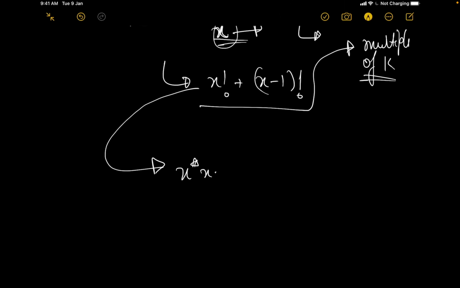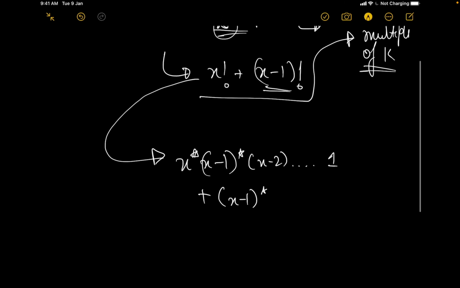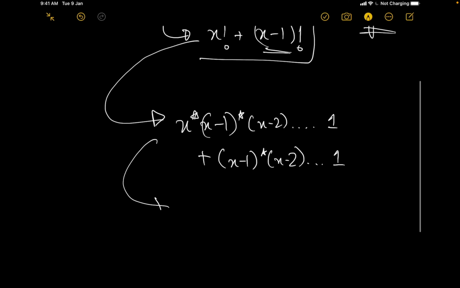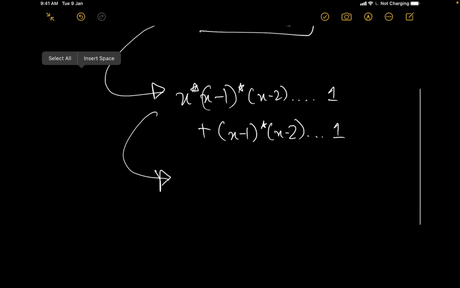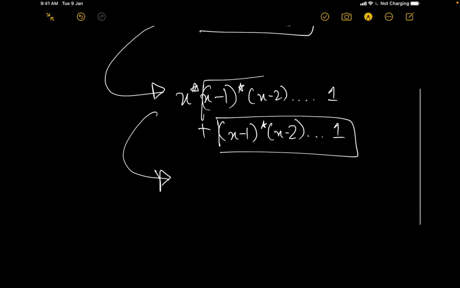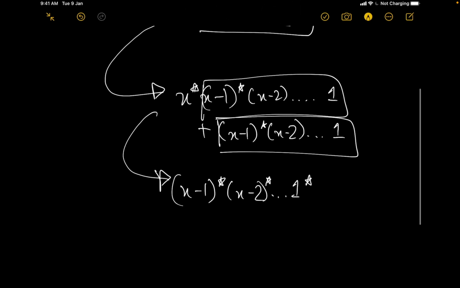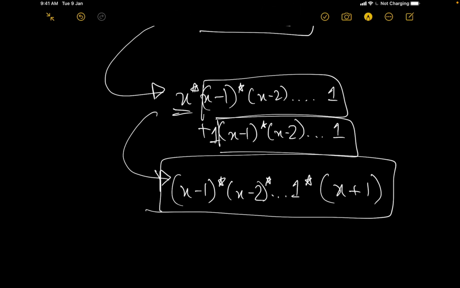So when we expand this particular term, x factorial is x into x minus 1 into x minus 2, up to 1, plus x minus 1 into x minus 2, up to 1. Now when we solve it further, we can say that this term, x minus 1 into x minus 2 up to 1, is actually common. So let's write down this common term into x from here and 1 from here, into x plus 1. So that's the term we are getting.